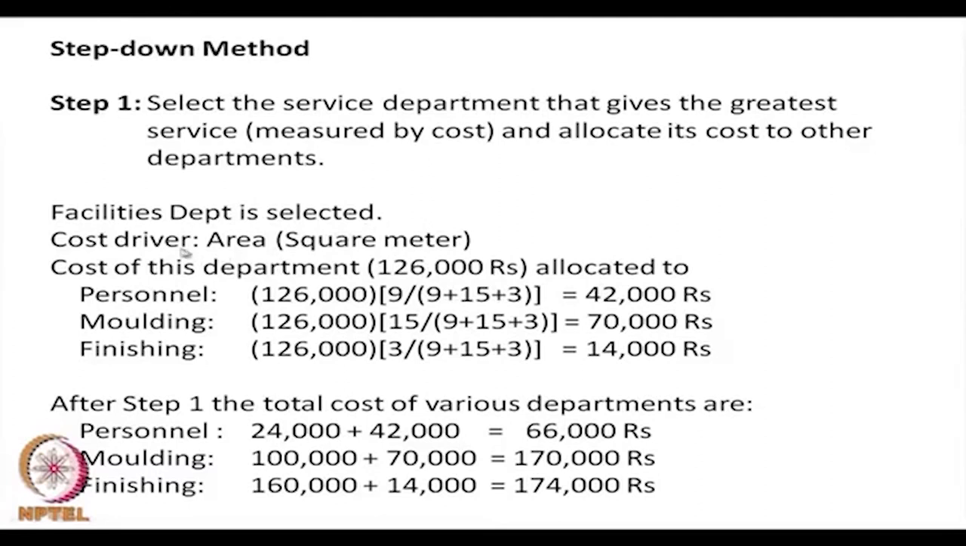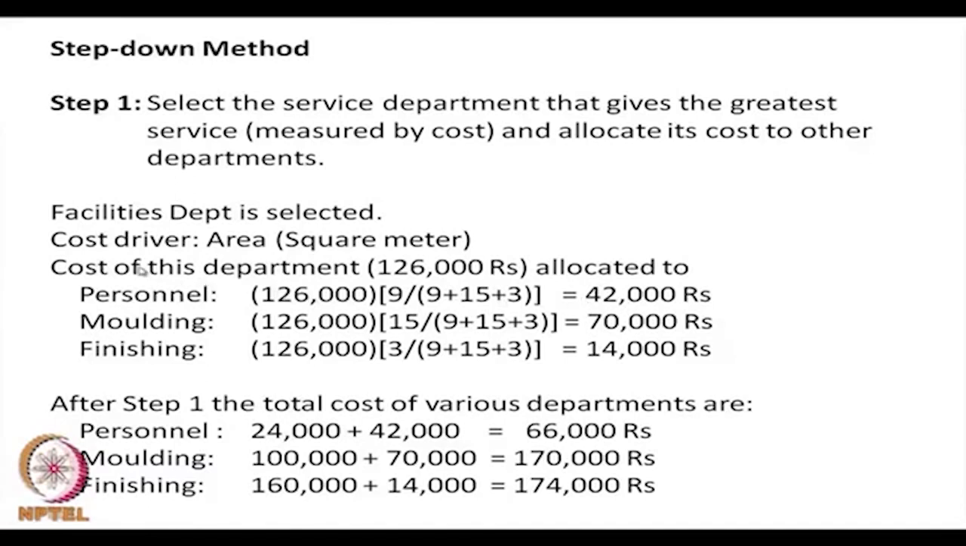The cost driver for facilities department is area. Now, the cost of this department is already known as 126,000 rupees, and that is allocated to all the three, not necessarily only to molding and finishing, on the basis of the area. Now, area for these three departments are 9, 15 and 3. So, personnel department, what is the proportion of this area? It is 9 divided by 9 plus 15 plus 3. This multiplied by 126,000 is therefore the cost of facilities department allocated to personnel, that is 42,000 rupees.